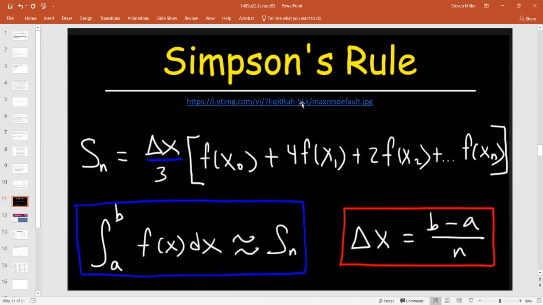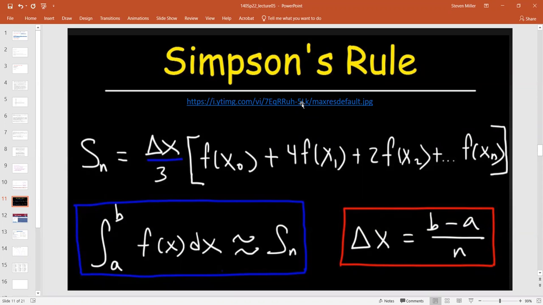It's more accurate. So what we're doing is we still have the points x0, x1, x2, x3, and so on, but we're weighting the points differently. We're weighting them with the first and the last points get a 1, and then all the odd indices get a 4, and all the other even indices get a 2. We have a 1/3 outside.